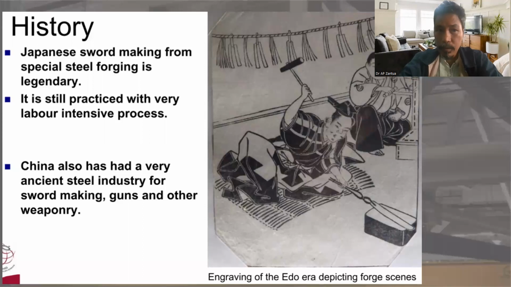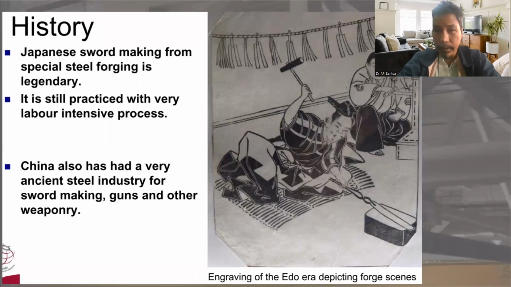I actually have a personal sword which was gifted to me by a mechanical engineer. I will show it probably later on. It is the Japanese sword called katana. It is still practiced with very laborious, intensive practice up to this day.